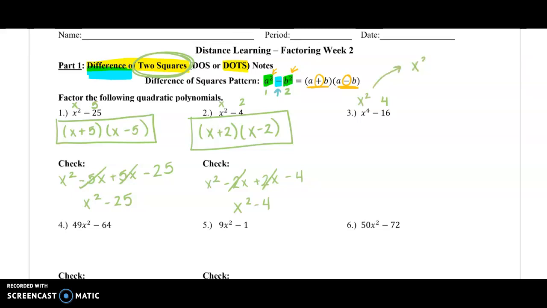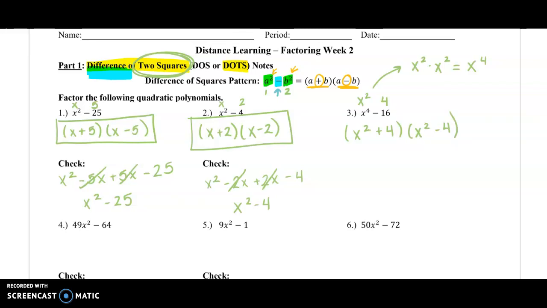Because if you did x squared times x squared, remember, a perfect square is the same number, in this case the same variable, multiplied by itself. x squared times x squared gives me x to the fourth. So that would be a perfect square still. So then I would write out my formula: x squared plus 4 times x squared minus 4. This one just looks a little different because there's x squares involved.